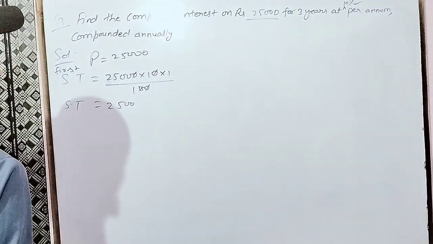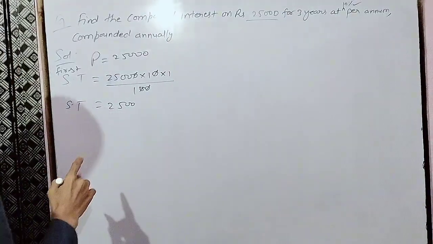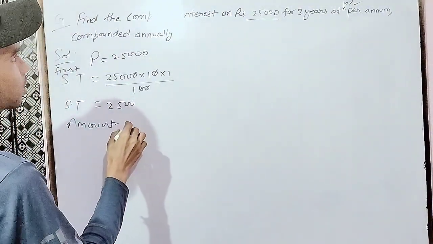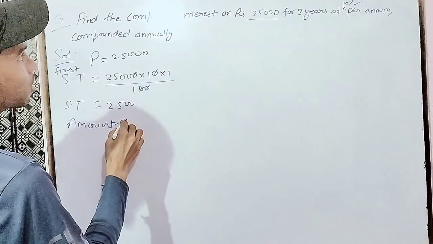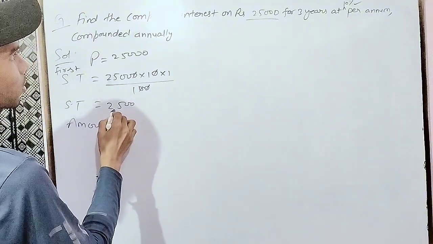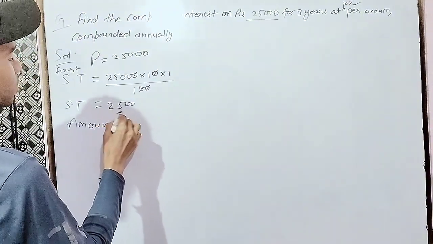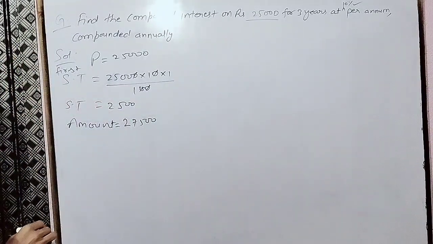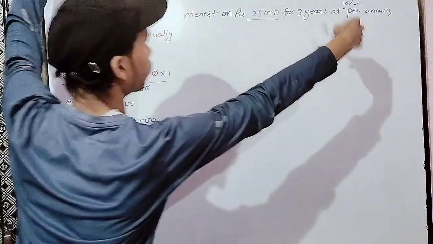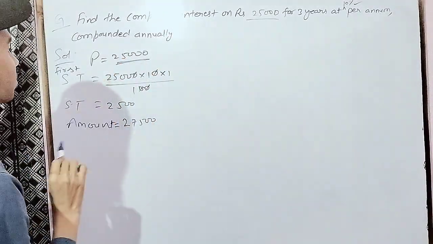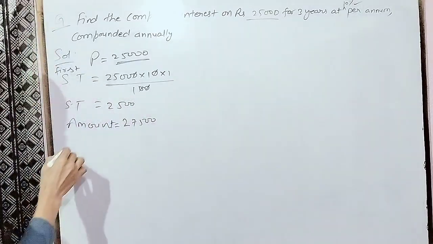This is simple interest. Here, the final amount would be how much? Amount would be 2500 and 25,000, which is 27,500. Okay, this is the final amount. Now we will apply this 10% for the next year on this amount, not this amount. Okay, this is the difference between simple interest and compound interest.